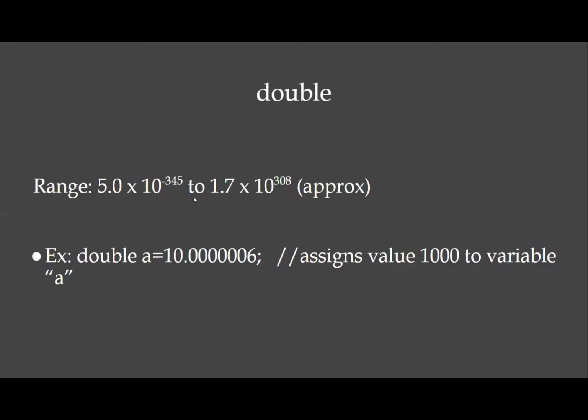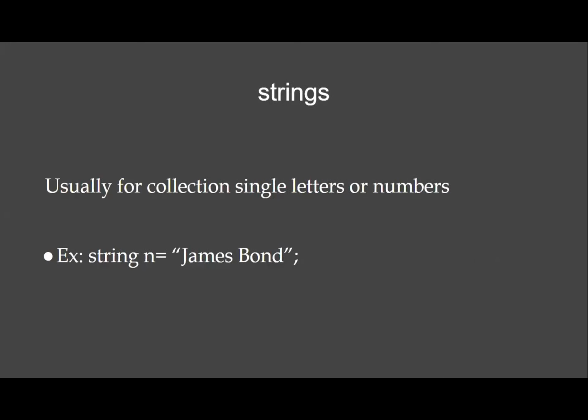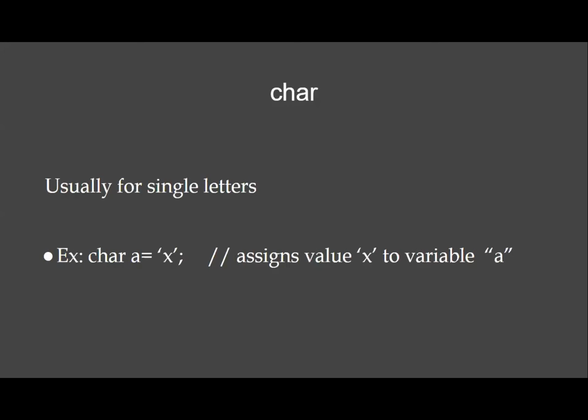We have two more to cover. Next we are going to strings and characters. First we have characters. A character is basically each individual alphabet, or you can also store numbers as characters. In the example on the screen, you have character a is equal to 'x'. So the character x. That's how you represent characters.